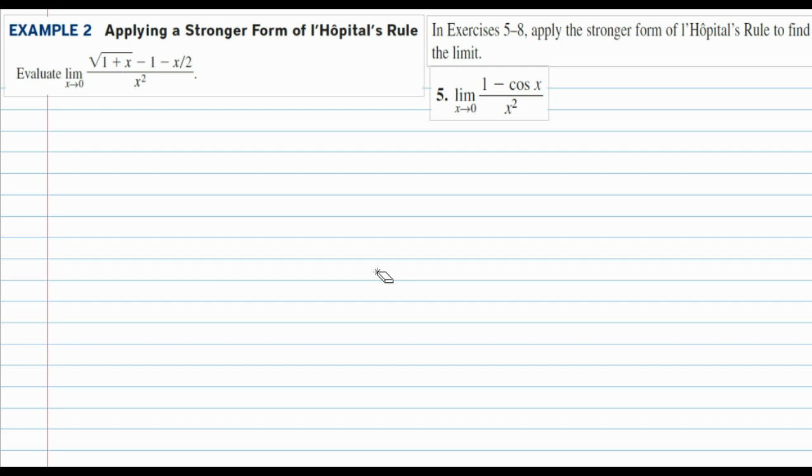So algebraically, can I cancel anything out? No. I think I'm going to have to use L'Hopital's rule here. Just to try and plug in 0, I get 0 over 0, which is more evidence that L'Hopital's rule would be a good route to choose.